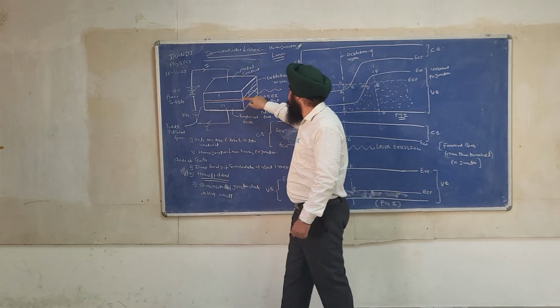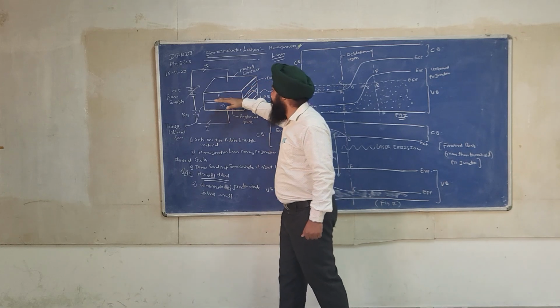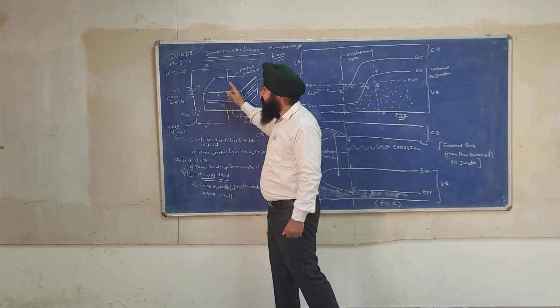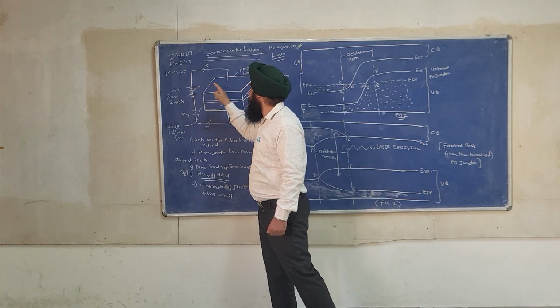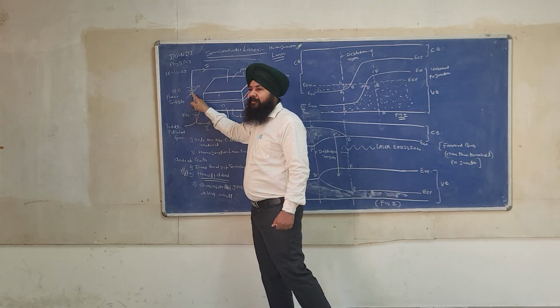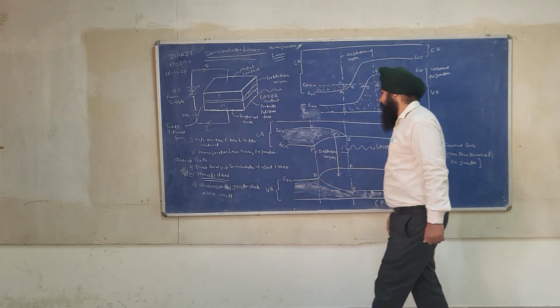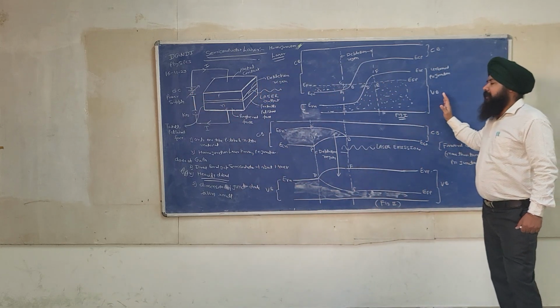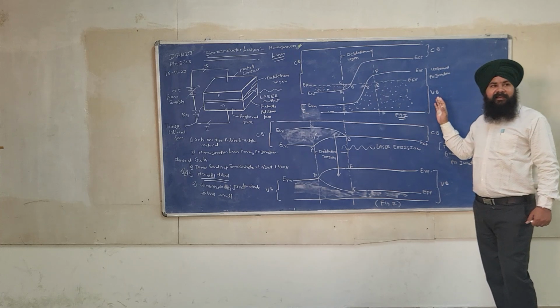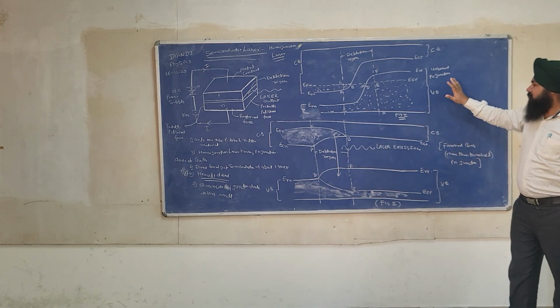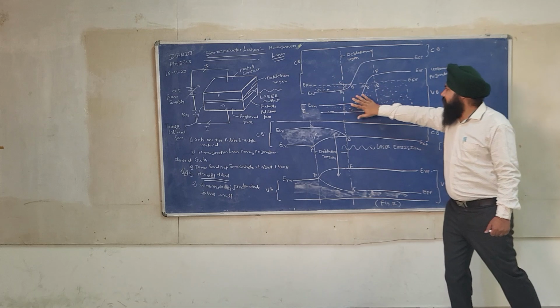This is called the depletion region. This is the p-type and this is the n-type material, and p is connected to the positive of the battery and n is connected to the negative of the battery. So we can say it is forward biased. Let us come to the energy level diagram. This is the first diagram, figure 1.